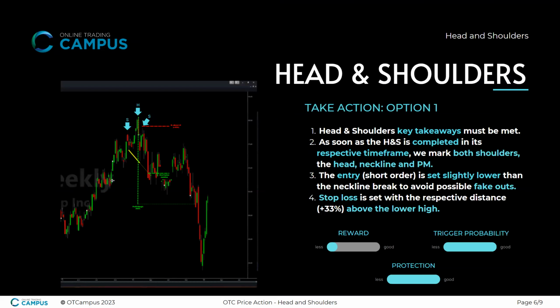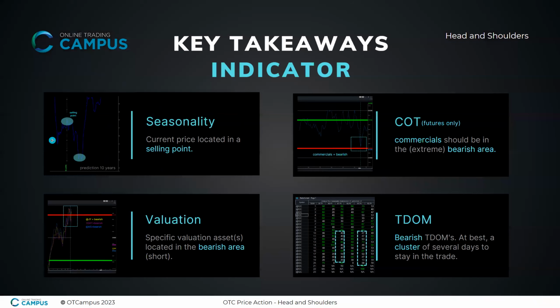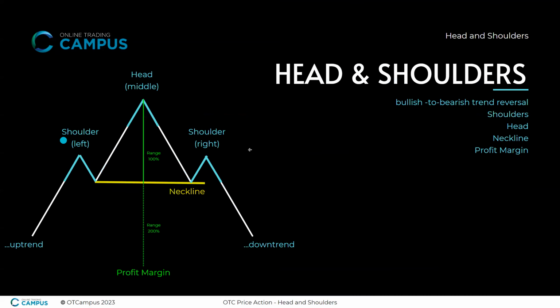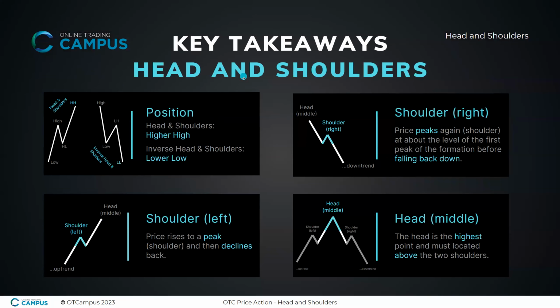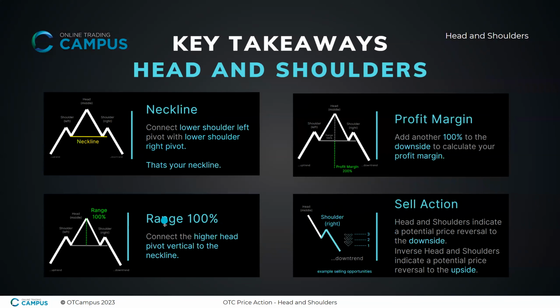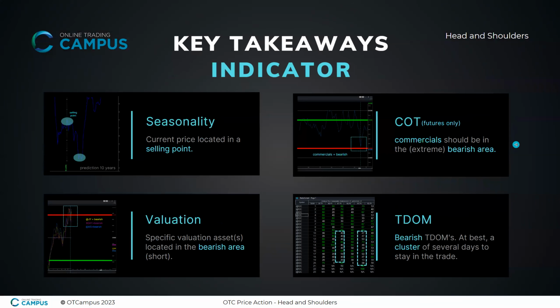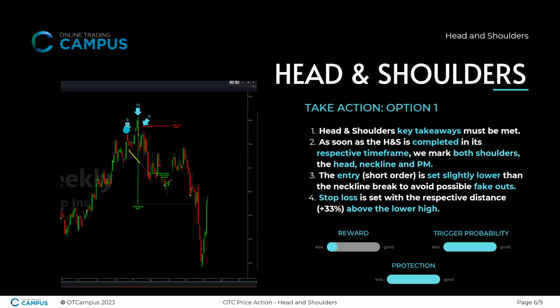Here, let's talk about it. The sample says it is Citigroup, okay? And we created here a head and shoulders. Look, take action option 1. The head and shoulders key takeaways must be met. Remember our key takeaways here: position, left shoulder, right shoulder, the head, neckline, range, profit margin, okay? Everything here, and look, we have a left shoulder, a right shoulder, and a head in the middle.